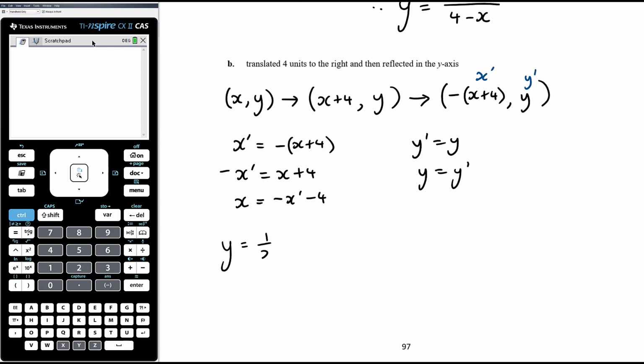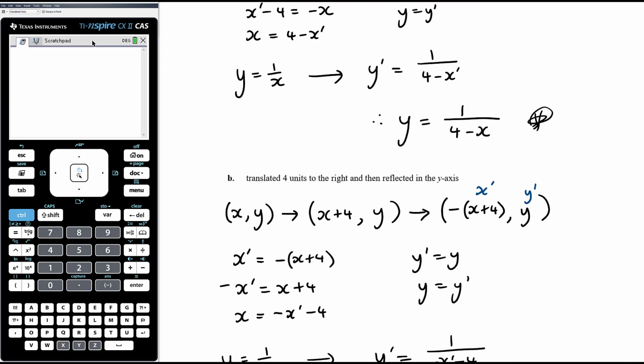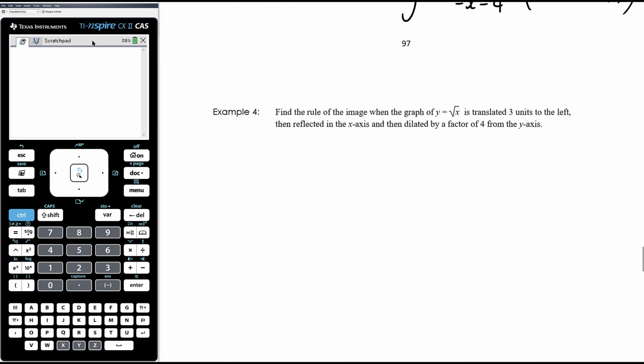Alright, so y equals 1 on x is our function, replacing y with y dash, and replacing x with negative x dash minus 4. And so therefore the image is 1 over negative x minus 4, which you don't have to, but you could alternatively write as negative 1 over x plus 4, just factoring the negative out of that whole denominator. But the point is that it's not the same as this one up here. You did the same two transformations in a different order. That's where you've got to be careful about building them up. At each step, that whole thing is the x coordinate, that whole thing is the y coordinate. You do the next step to that whole coordinate.